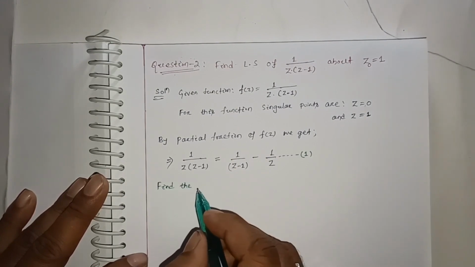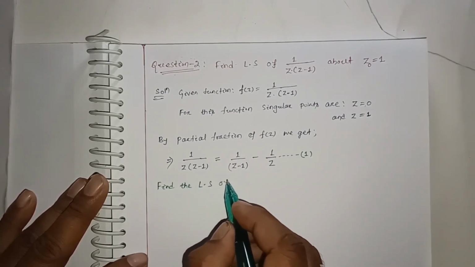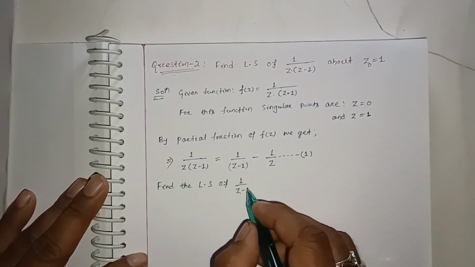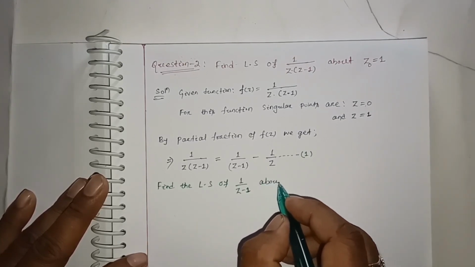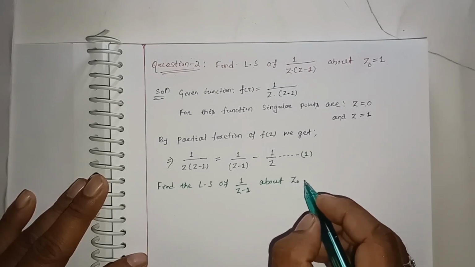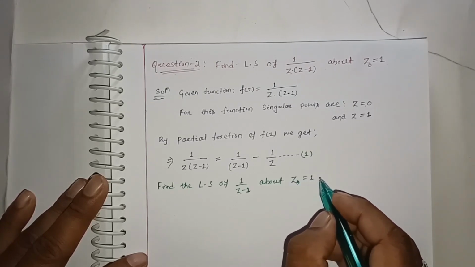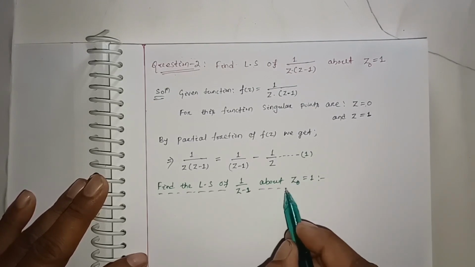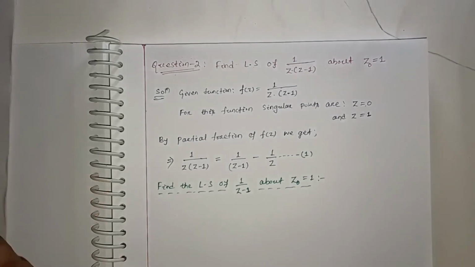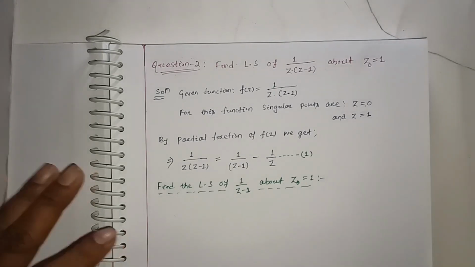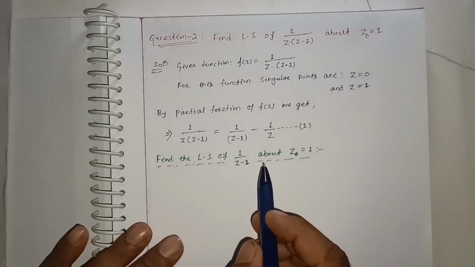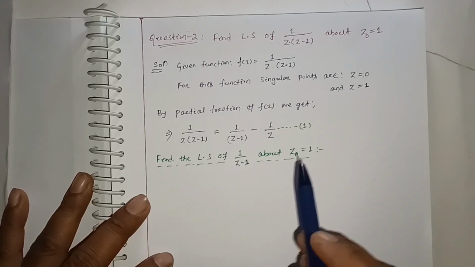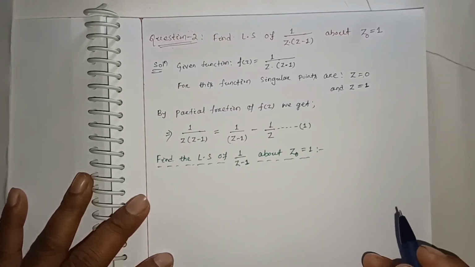Find the Laurent series of 1 by z minus 1 about z0 equal to 1. So here you can see, we are trying to find the Laurent series of this function about its singular point.